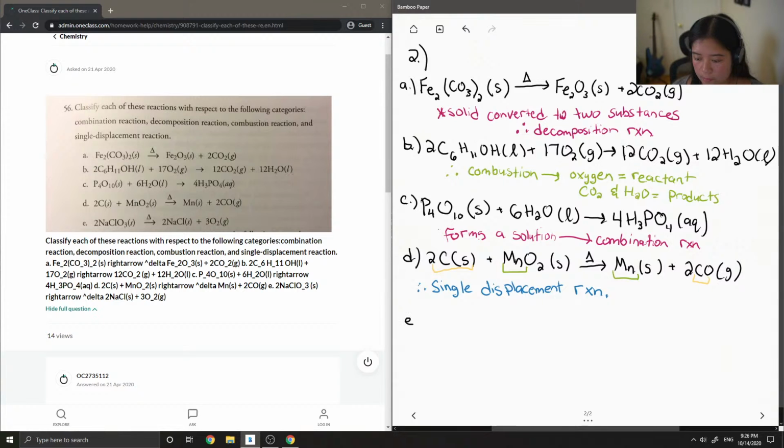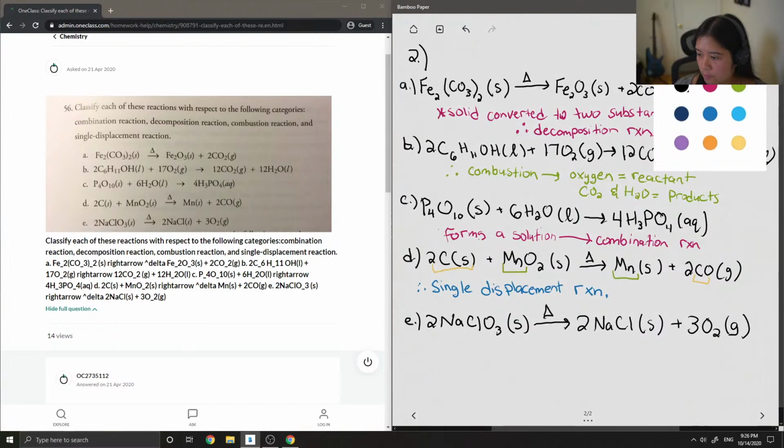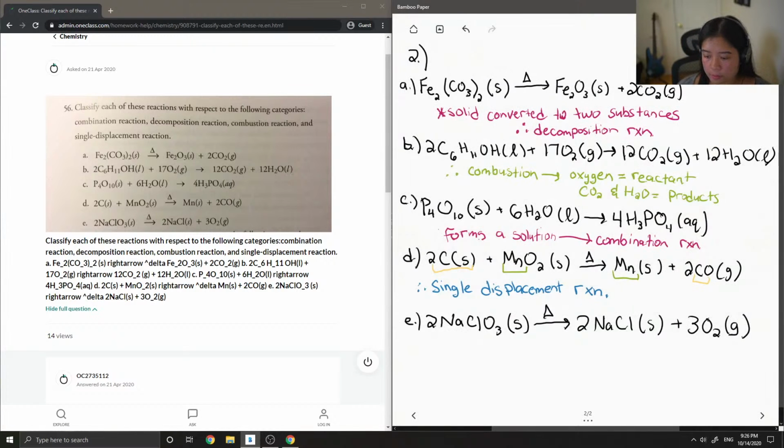Okay, whizzing through these. On to the last one. So we have something similar to reaction A. You have this solid that is converted to two different substances. So therefore, this is a decomposition reaction again.